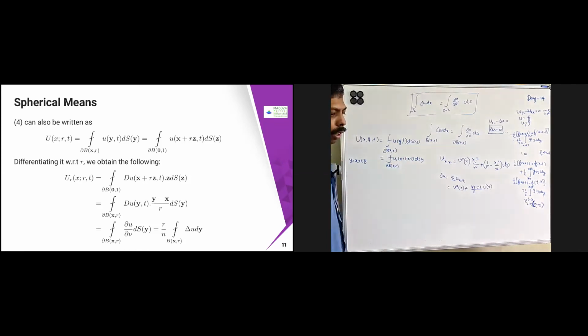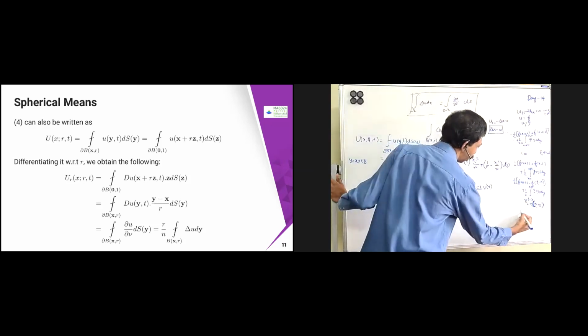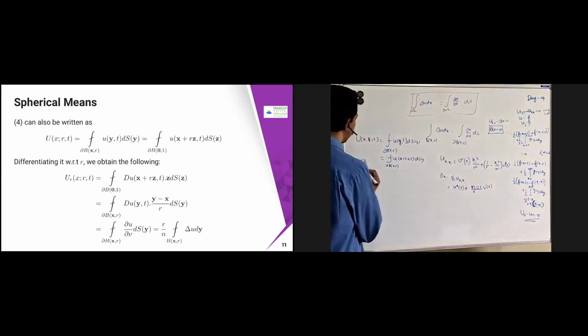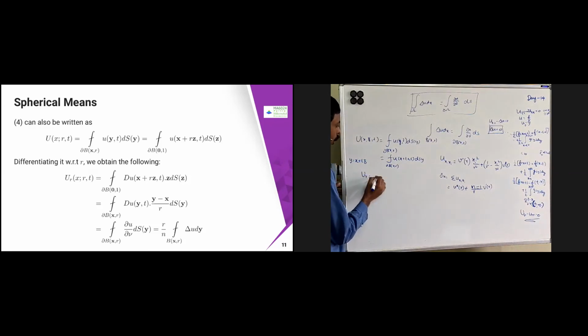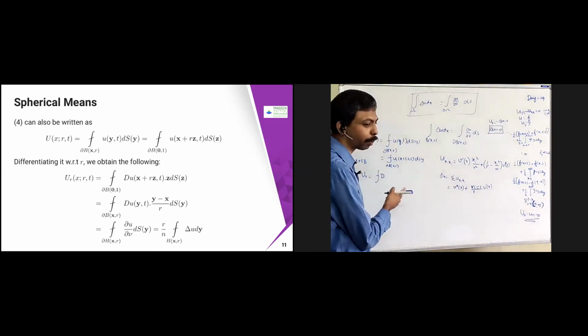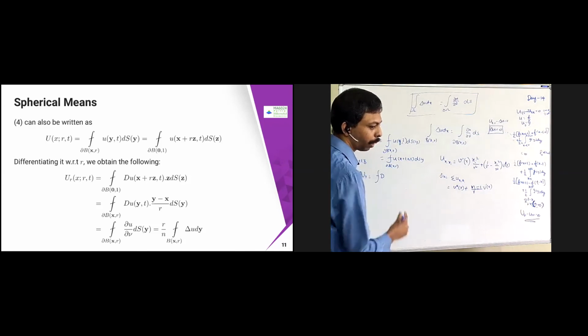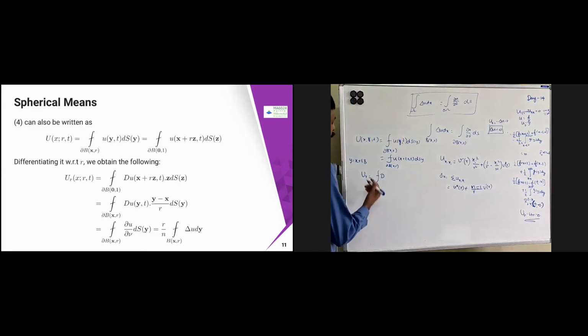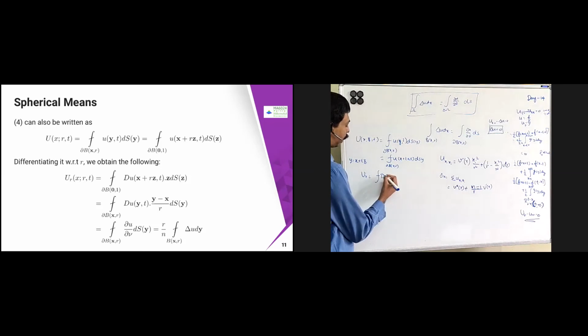Now we are differentiating this. I have written an equation, u_tt − u_rr = 0, so for this I need U_r and U_rr. First I find U_r by differentiating with respect to r. The derivative will be brought inside, because I'm assuming these are continuously differentiable, so I can use the theorems to bring it over here.